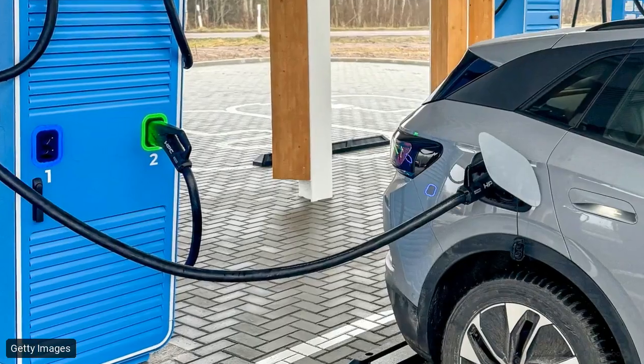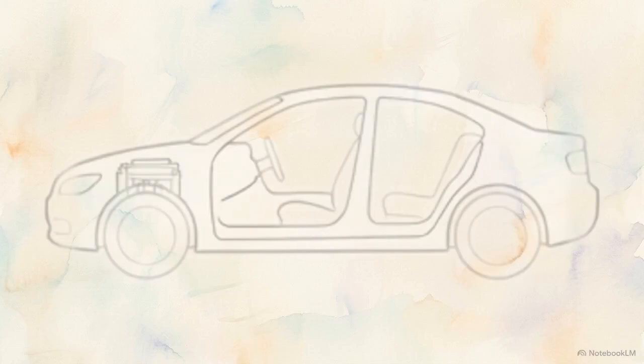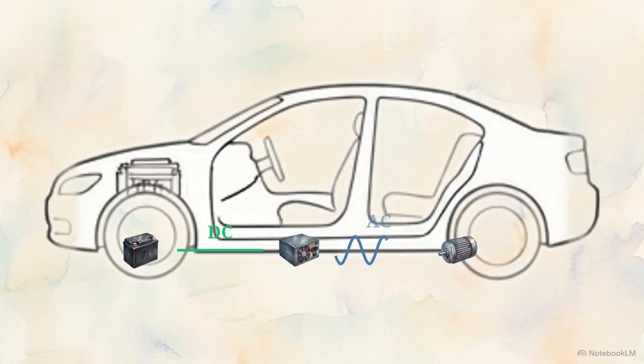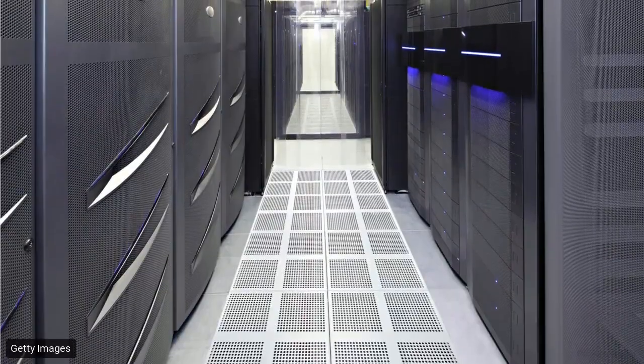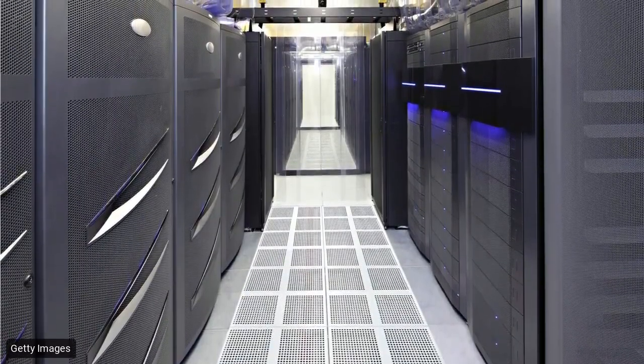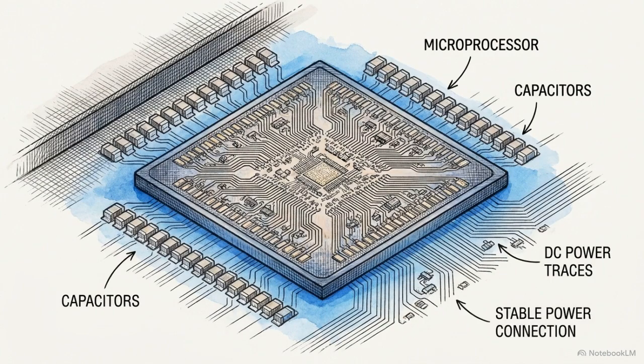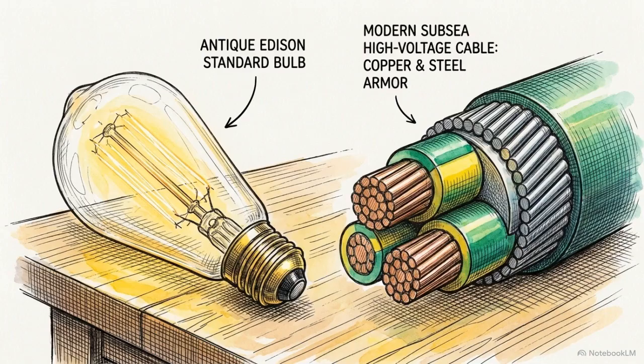Electric vehicles use both. They store energy in the battery as DC, but they often use sophisticated AC waveforms to drive the high-torque motors that move the car. This conversion is also the backbone of artificial intelligence. Massive data centers pull gargantuan amounts of AC from the grid, which is then processed into ultra-stable DC to power thousands of high-performance GPUs.